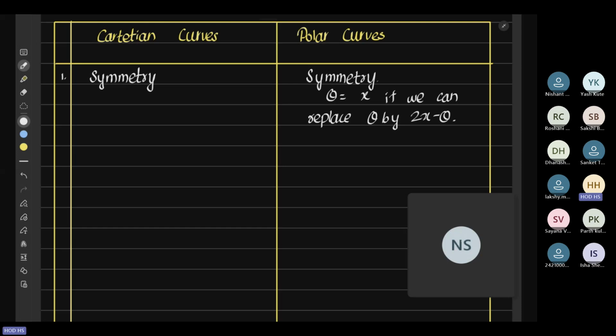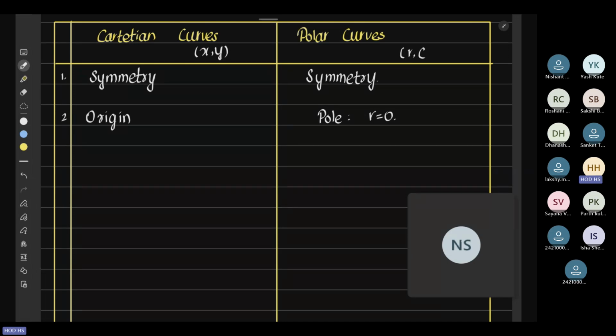The second thing that we discussed in both cases was the starting point. Here it was called the origin, and here we called it the pole. So it was a zero-distance point. Notice that the coordinates in this case are x, y, and here they are r, theta. x is the distance in the x direction, y is the distance in the y direction. Here r is the distance from the pole, and theta is the angle made with the initial line.